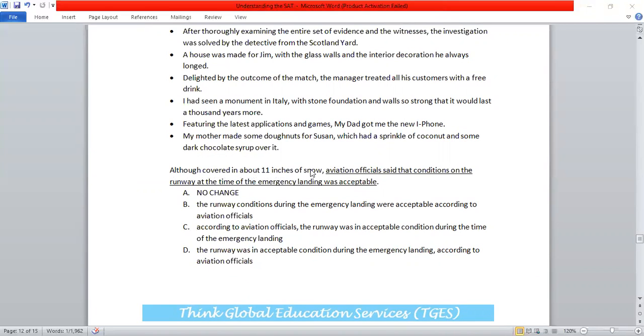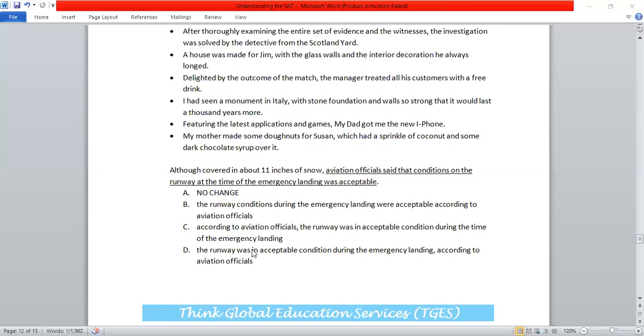Although covered in around 11 inch of snow, the aviation officials. So the officials are covered in 11 inch of snow. Okay, could be. Let's see further. Said that the conditions, okay, so their condition on the runway at the time of emergency landing was acceptable. Okay, so the runway and the official, look at the sentence. A says no change, always. The runway condition, the official, and the runway.